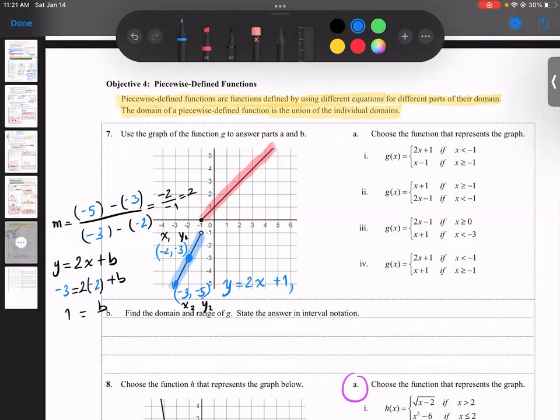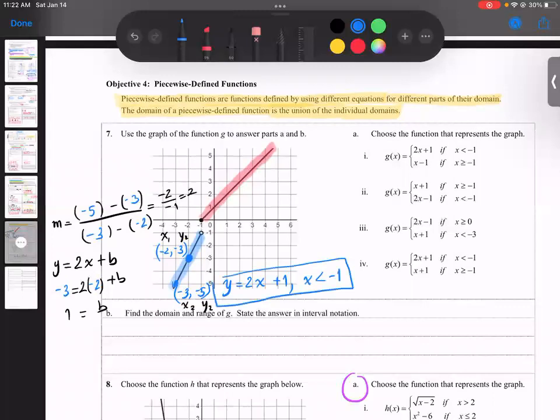And don't stop there. It's a piecewise function, so you have to include the domain with it. So where does it start? It looks to me like everything before -1, so x has to be strictly less than -1. Agree? So that's my first function.